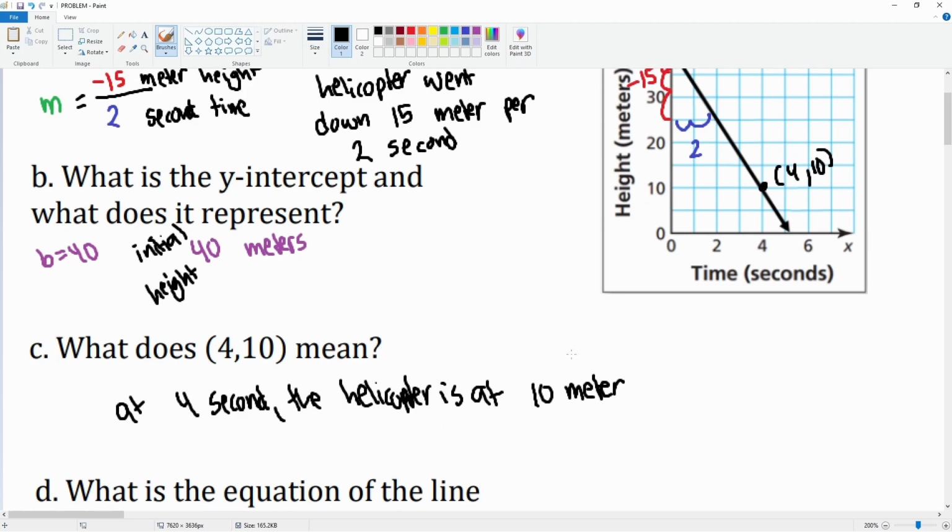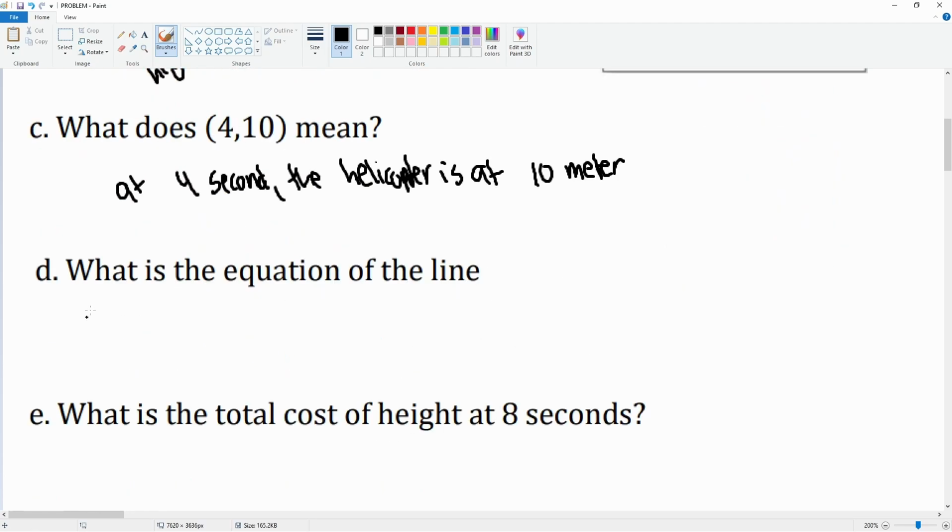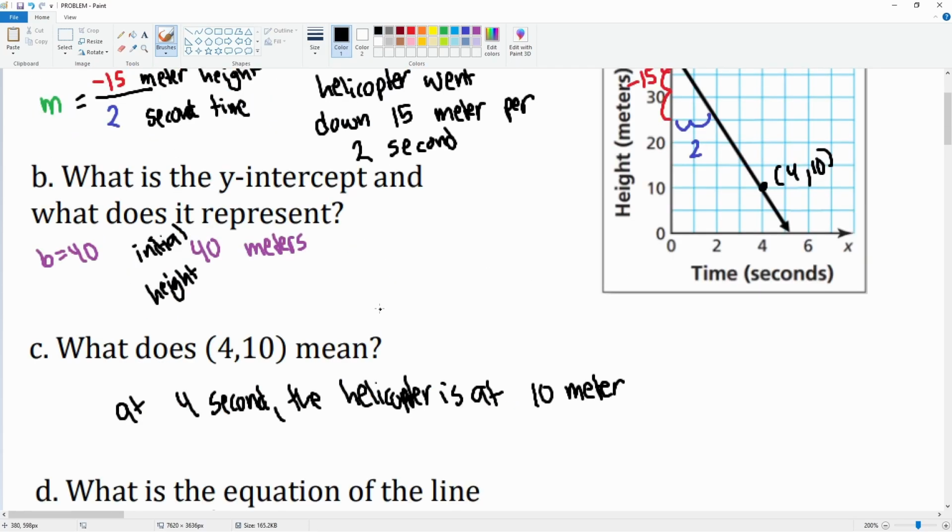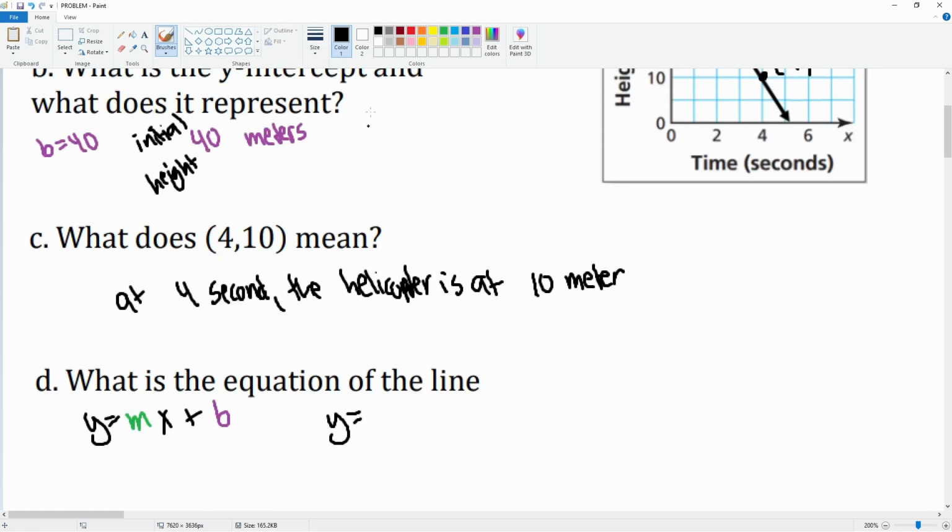What is the equation of the line? So the equation of the line is written as y equals mx plus b. So we have to grab the values from before. Our m was negative 15 over 2. Put the x, then the y-intercept here is plus 40. So this is your equation: y equals negative 15 over 2 x plus 40.